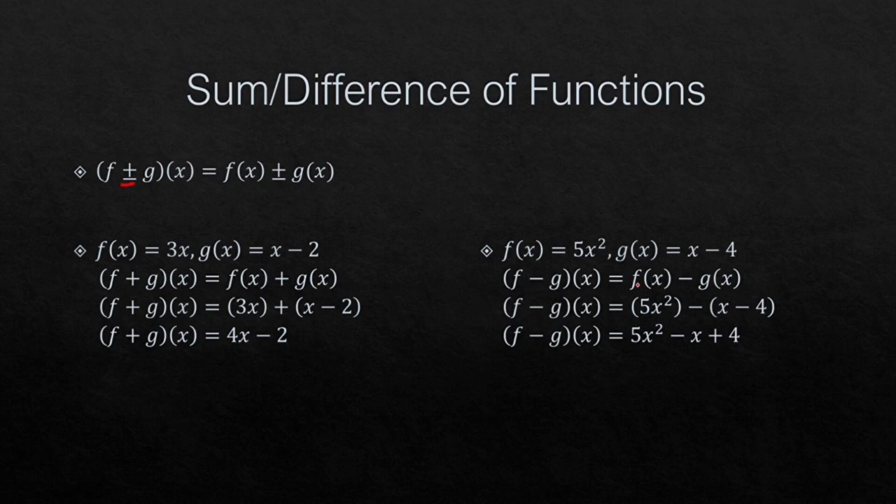So, ang f of x is 5x squared. Substitute with 5x squared. G of x nagiging x minus 4. So, 5x squared minus the quantity of x minus 4. So, ang final answer, f minus g of x is equals to 5x squared minus x plus 4.